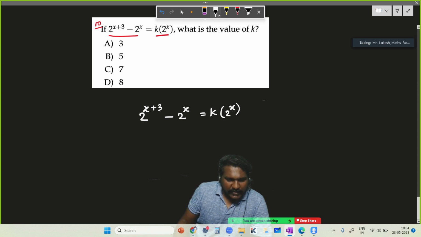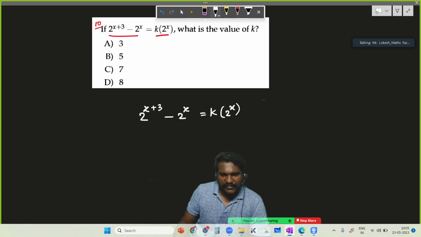Now listen carefully, Shashank. I'll do this problem in two ways. One is by using the normal traditional method, and one is by using plugging. So let me do it with the normal method, and then we'll move on to one more method.